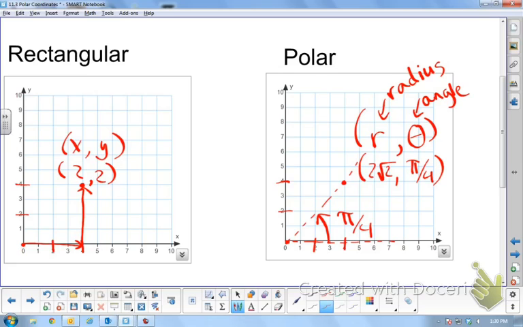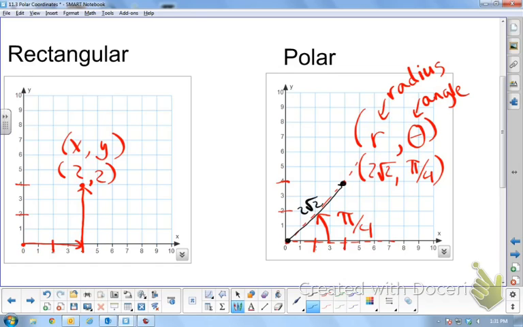Well, how do I know where to stop that line? That line could go forever. Well, the radius tells me where to stop it. I would actually need the distance on this line of 2 square root 2, whatever units I have to be in. So the radius just tells us when do we stop that line. The angle tells us where do we rotate that line to.